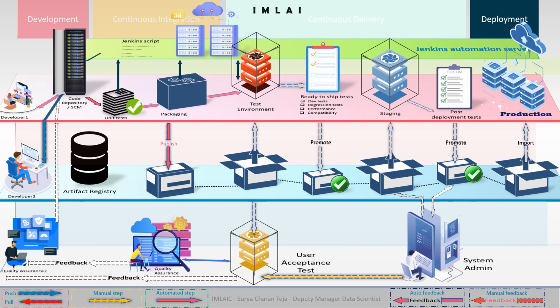Then that automatically the test environment will pull the artifact from the artifact registry, and then it will do the respective tests. At the same time, user acceptance tests will also be taken care of by the user acceptance test server. These are all automated. We are not going to do anything other than setting up the servers and configuring the servers based on their need, whether it is the test environment or staging environment.